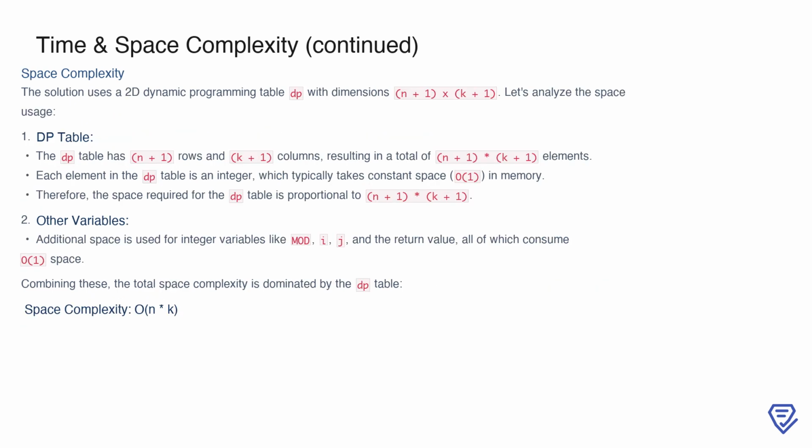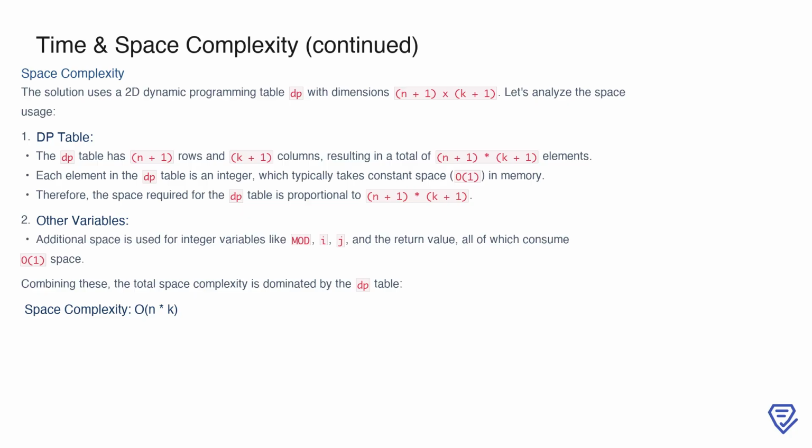Next, let's examine the space complexity of this solution. The main contributor to space usage is the 2D dynamic programming table, DP, which has dimensions of n+1 rows and k+1 columns. This means the table contains (n+1)*(k+1) elements. Since each element in the table is an integer, and integers typically take constant space in memory, the memory usage of the DP table is proportional to its size.